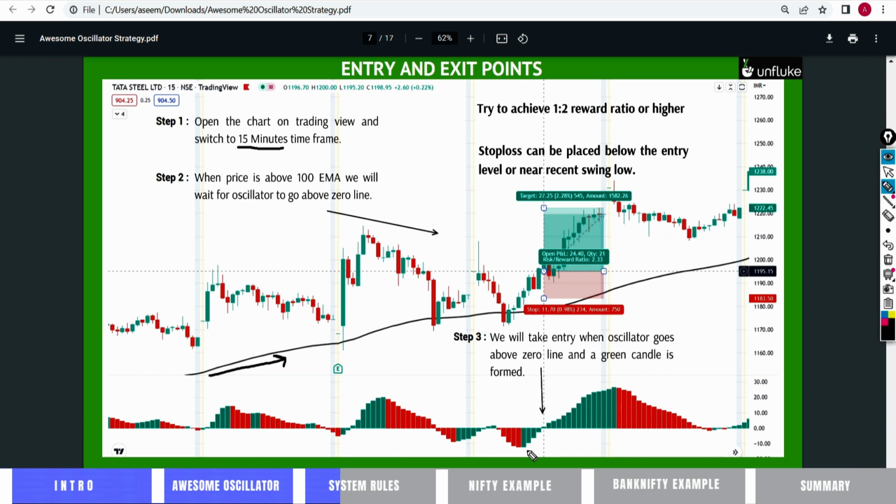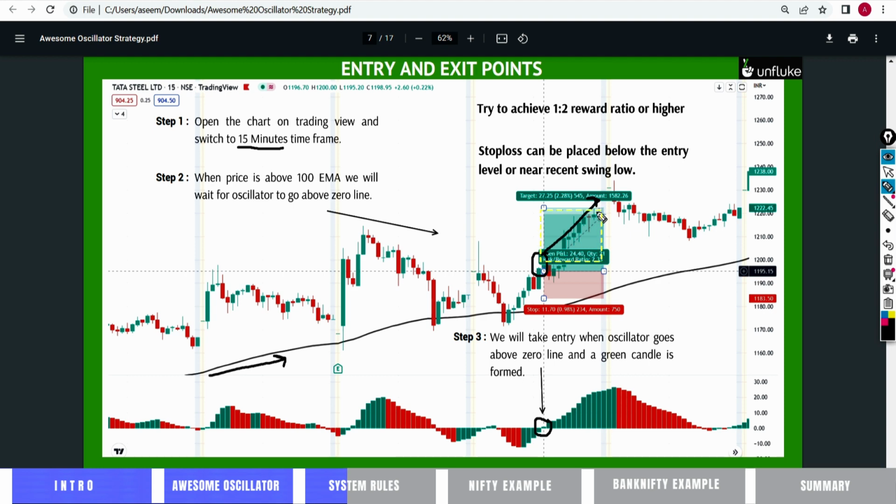becomes from negative to positive. So as you can see somewhere here, the Awesome Oscillator goes from below 0 to above 0, and we see that at that point of time the candle was also above the EMA, so it was telling us that there is high probability that the stock would go up, so we can buy here. And as you can see, the stock went up pretty quickly.